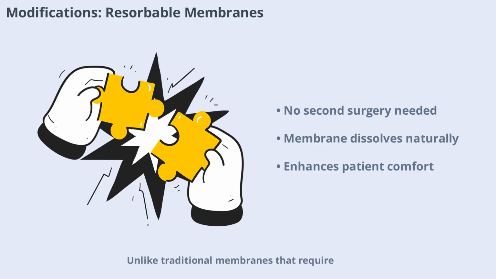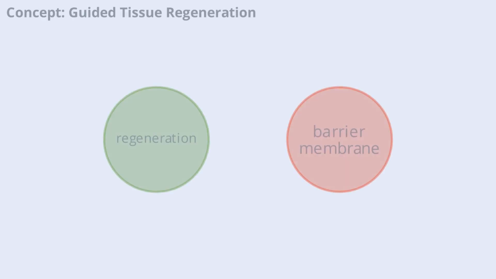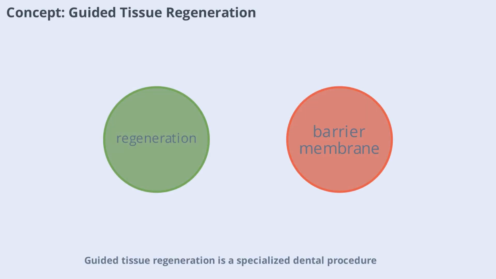Unlike traditional membranes that require a second surgery for removal, resorbable membranes gradually dissolve over time. This innovation reduces the need for additional procedures, making the process more convenient and comfortable for patients, while still supporting effective tissue regeneration. Guided tissue regeneration is a specialized dental procedure aimed at regenerating lost gum and bone tissue.